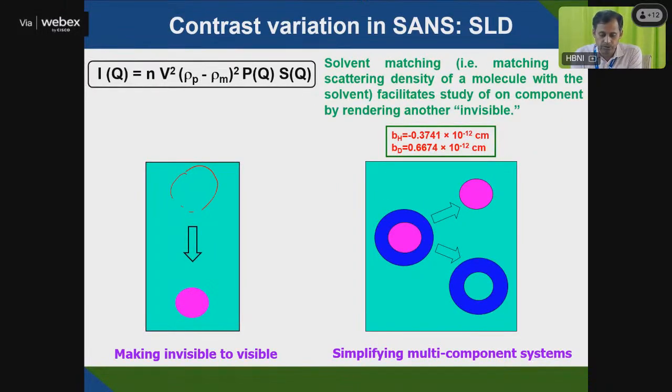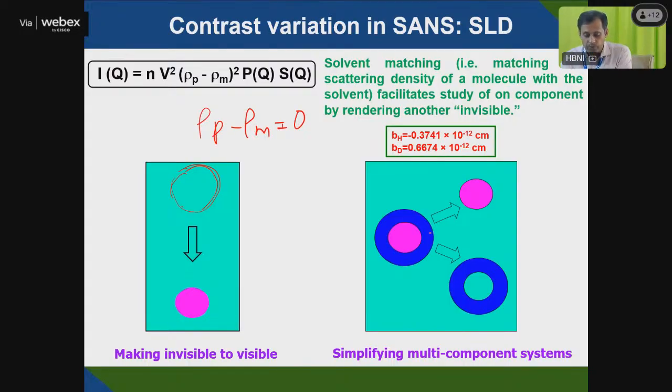PQ into SQ, that interparticle interaction factor and SQ factor is there. You can see here that something is not visible, but you can make it visible. Like I have given here some particular pink color. That means I have been giving some contrast difference. So my rho P minus rho M was initially 0. You are not able to see that. If there is a contrast difference between this, you are able to see.